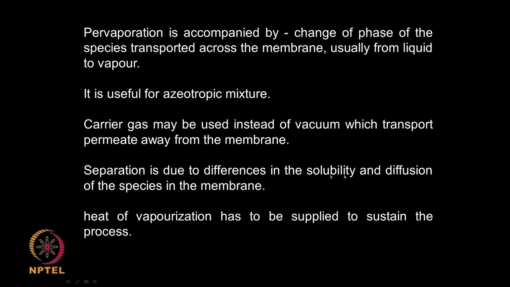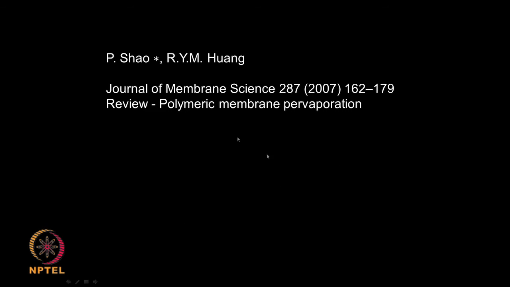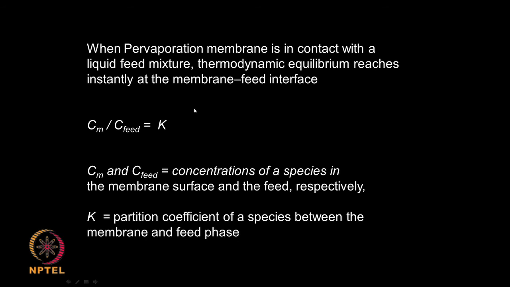So, the separation is not based on vapor liquid, but it is based on solubility and diffusion of the species through the membrane. Okay. So, it is based on solubility and diffusion, whereas distillation is based on vapor liquid equilibrium. So, this is a good book, Journal of Membrane Science, if you want to know more about polymeric membranes related to pervaporation.